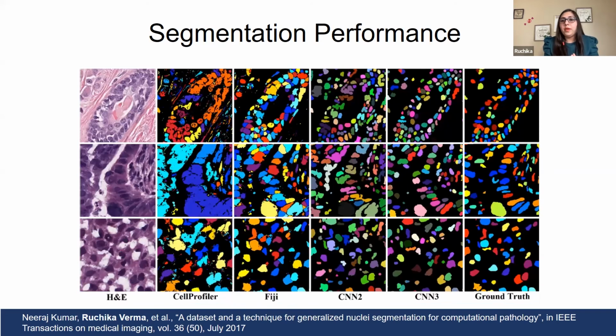And we also compared this approach with some other approaches. For example, we looked at CellProfiler, Fiji, and we also used CNN2. The CNN2 means we trained another model where we used only 2 classes: one is foreground, one is background, and we didn't include the boundary class. And we observed that the model which was able to predict 3 classes gave us better performance as compared to the other approaches with which we compared.